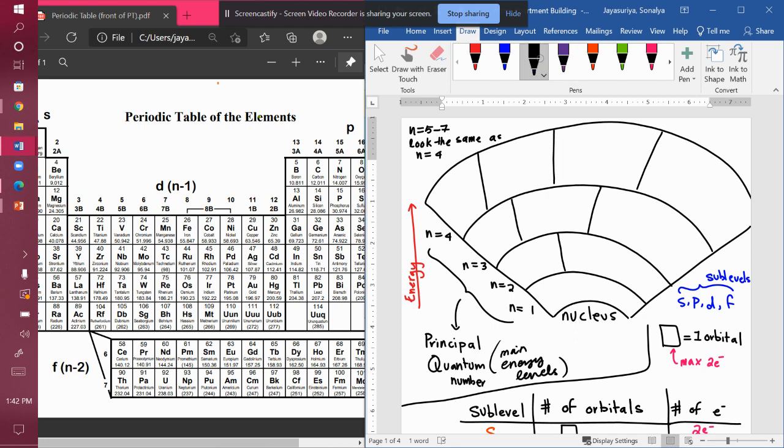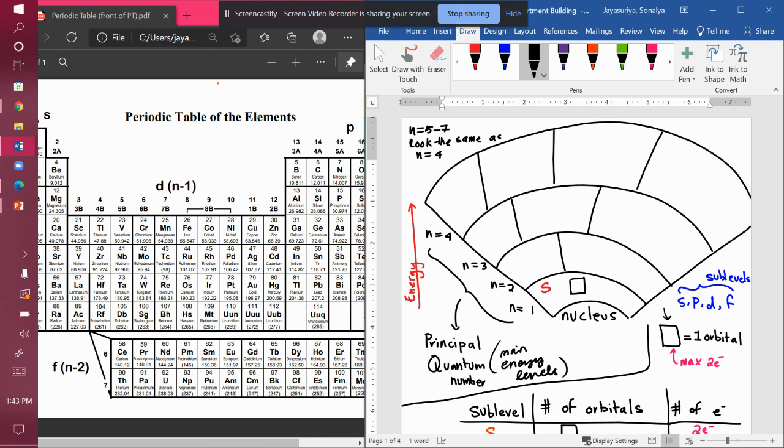Now, the first floor is like a studio apartment. It only has a one bedroom apartment, and that one bedroom apartment is where you would put electrons. That space to put electrons is called an orbital. Here I have the definition of an orbital. One box is one orbital, and each orbital, or each room, can hold two electrons. So the first energy level only has the S type apartment, or the S type sublevel.